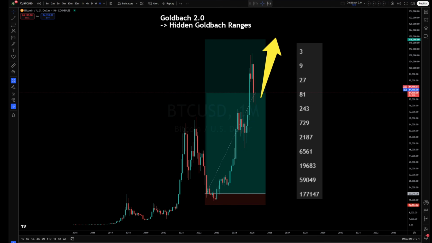Do you want to know what Goldbach 2.0 is? And do you want to understand the hidden Goldbach ranges? In this world exclusive, I'm going to share with you for the first time ever the hidden Goldbach ranges.